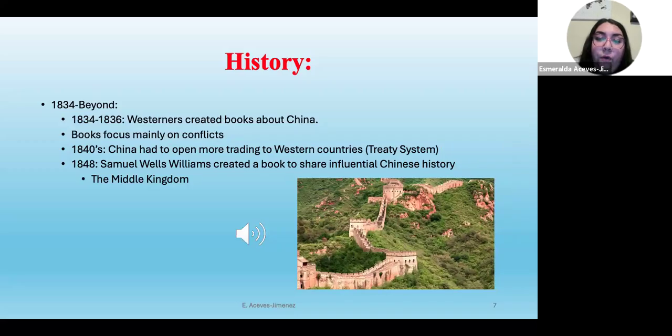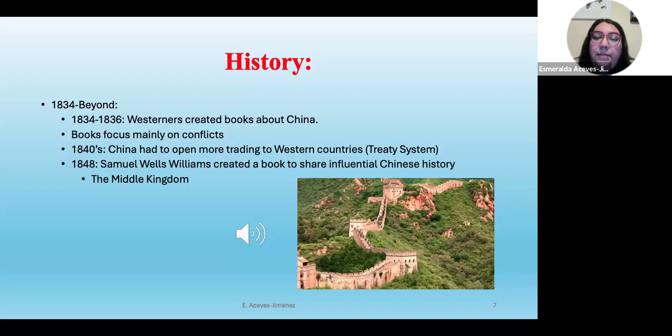From 1834 and beyond, there's a lot of Chinese history. From 1834 to 1836, Westerners created books about China, although these books primarily focused on the conflicts and the fighting of China. In the 1840s, China had to open more trading to Western countries, which is known as the treaty system.